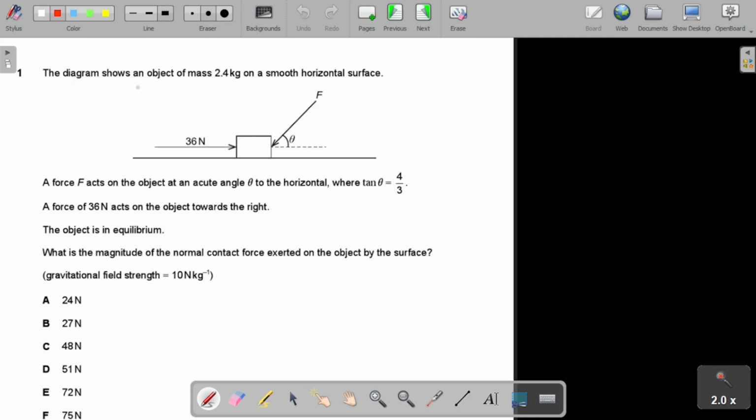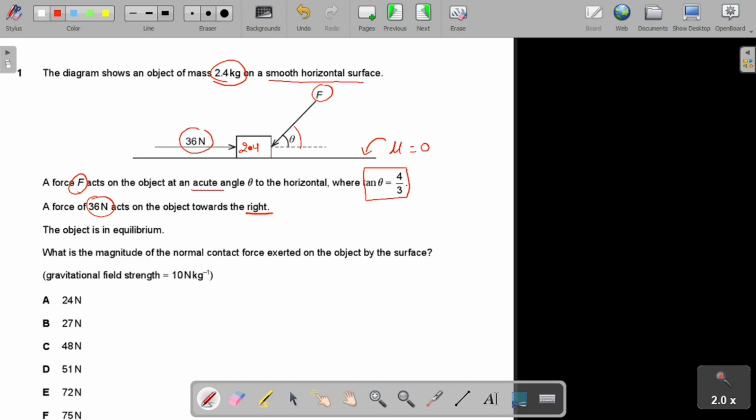This question says the diagram shows an object of mass 2.4 kg on a smooth horizontal surface. So this is a block having the mass 2.4 kg, lying on a smooth surface, so its coefficient of friction is 0. A force F, capital F, as you can see in the diagram, acts on the object at an acute angle theta to the horizontal as shown in the diagram, where tan theta is 4 by 3. A force of 36 Newton acts on the object towards the right.